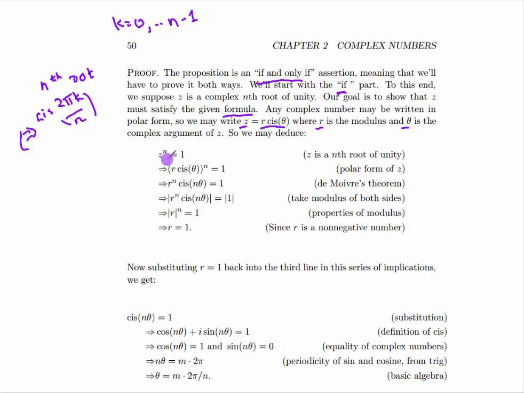We have z to the n equals 1. That implies (r cis theta) to the n equals 1. All right, and then using De Moivre's theorem, (r cis theta) to the nth power is r to the n cis of n theta. Okay, key fact there.